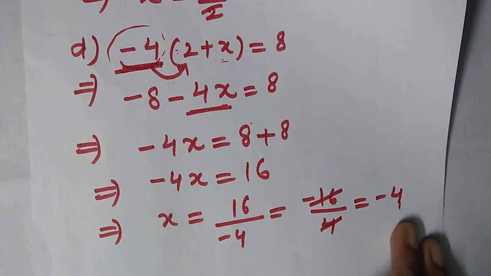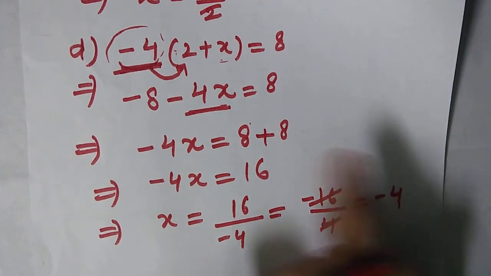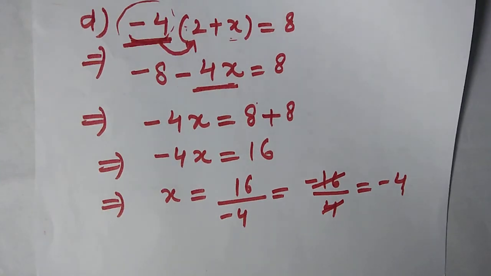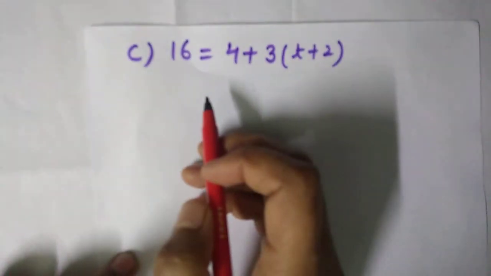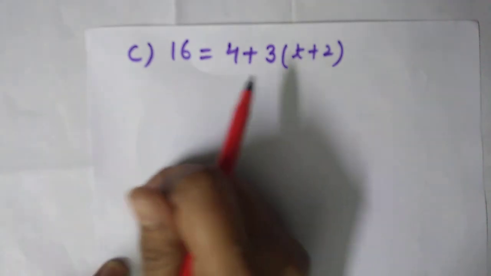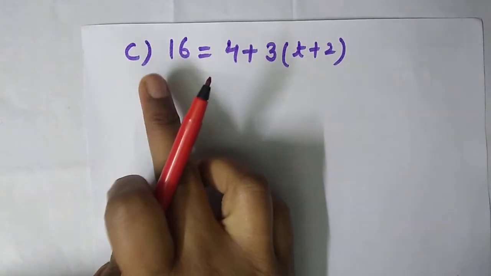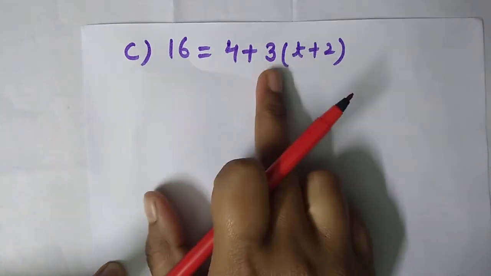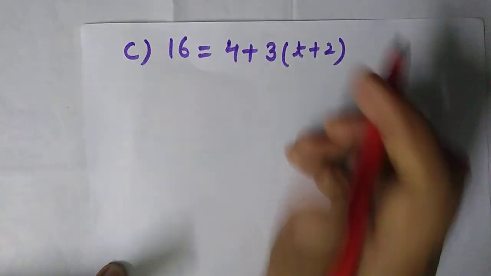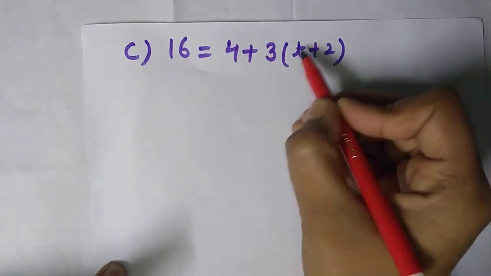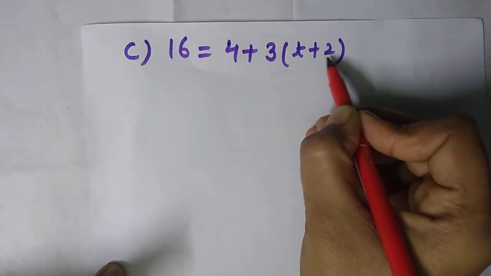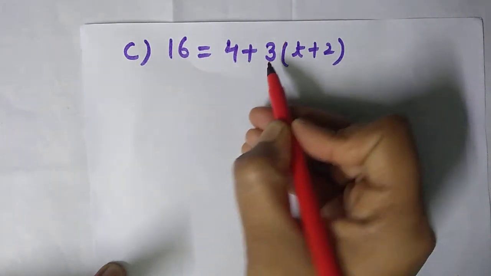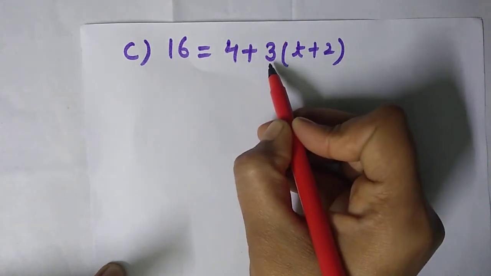Question number 2 is the same as these types of equations. Now come to question number 3. In question number 3, again you have to solve the equations. I am explaining part C. Part C is 16 equals 4 plus 3 into t plus 2. It means this 3 is in multiplication with t plus 2, and 4 is separate, it is not with 3.